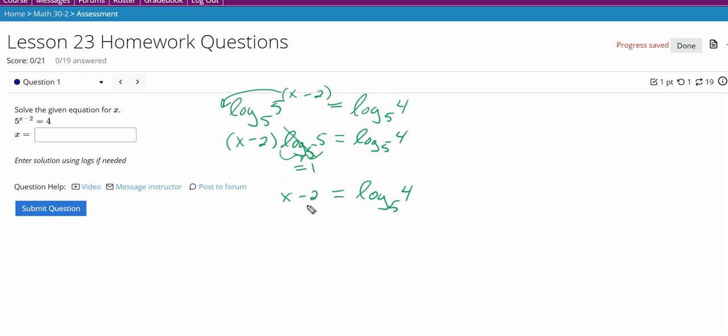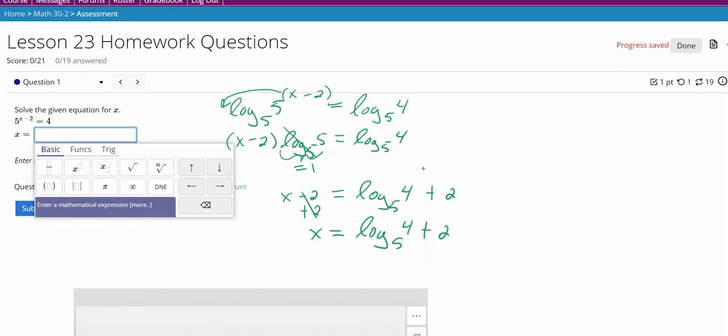And then what I can do now is just add 2 to both sides. So plus 2 and then plus 2. And then that looks a lot nicer, doesn't it? That's a lot cleaner. It's a lot smaller. So log base 5 of 4 plus 2 is my answer. So that's how we would type it into our box there, right?